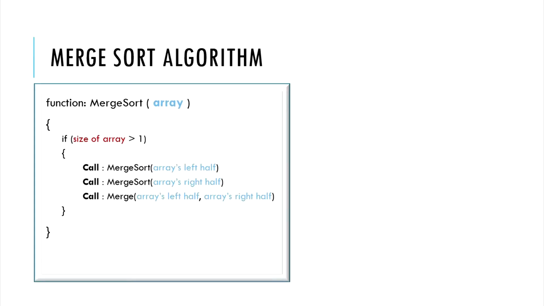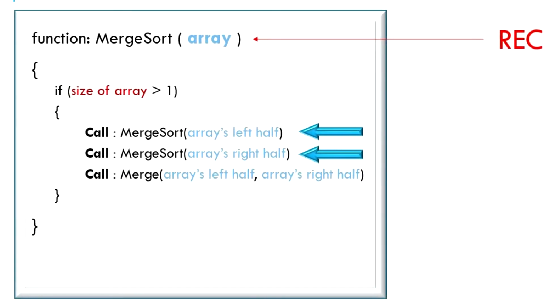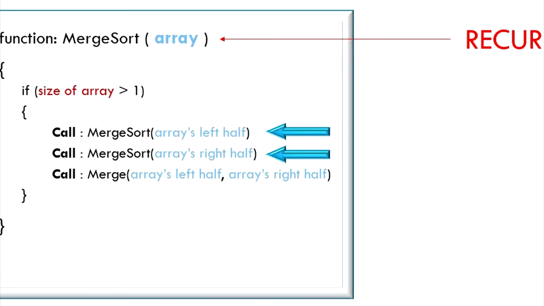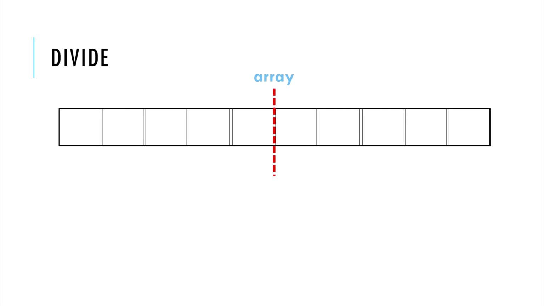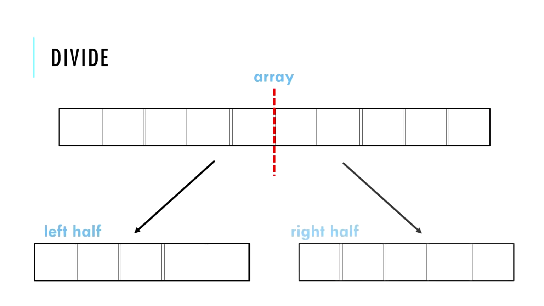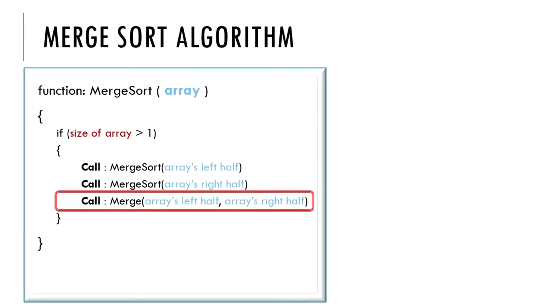You can see right away that the merge sort function is recursive. In the merge sort function for the array, notice how we call the merge sort function for the array's left half and the array's right half. This is where the divide part of the algorithm kicks in. We divide the array into left half and right half. Then we call a function to merge the array's left and right half.